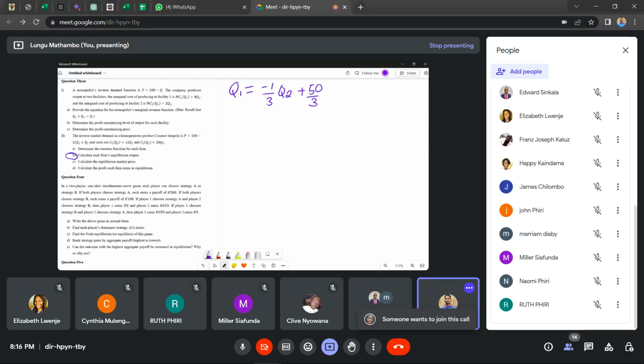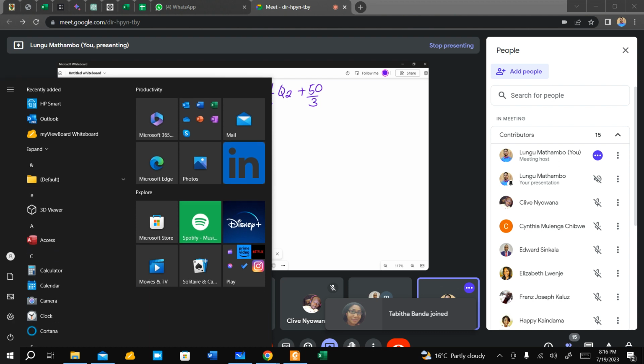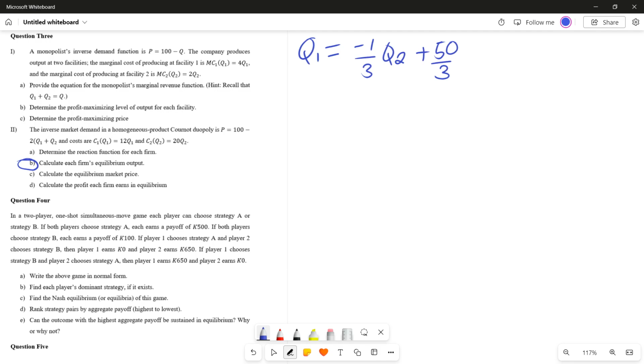In that recording, we discussed how we got to this stage. And then we also found a function that was describing the output that can be produced from facility number 2, and we defined Q2 to be 25 minus half of Q1. Okay, so what you do is this.